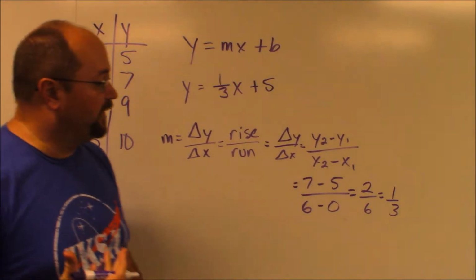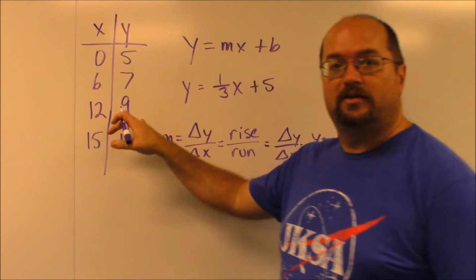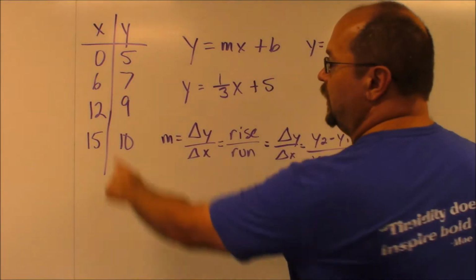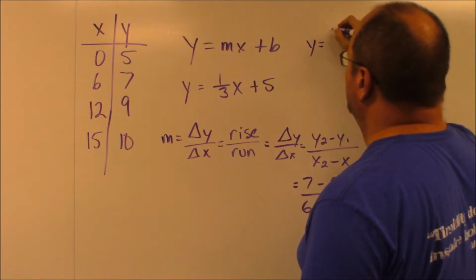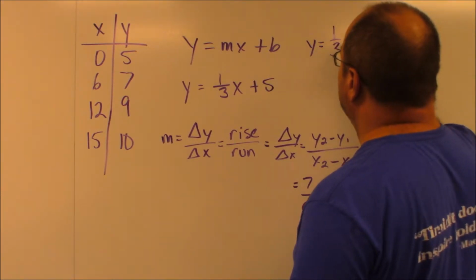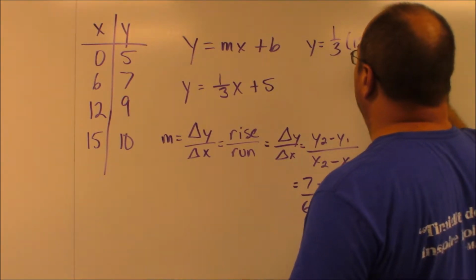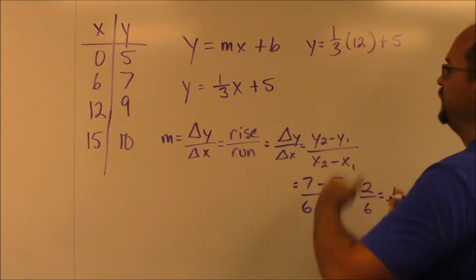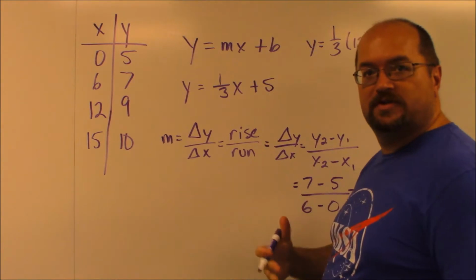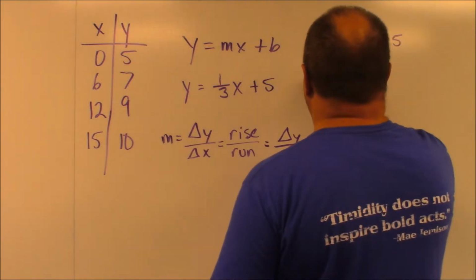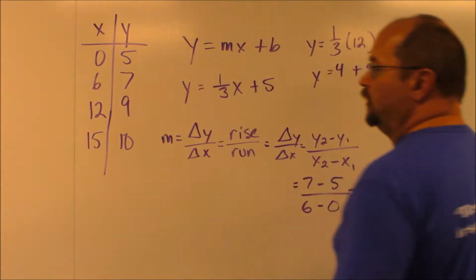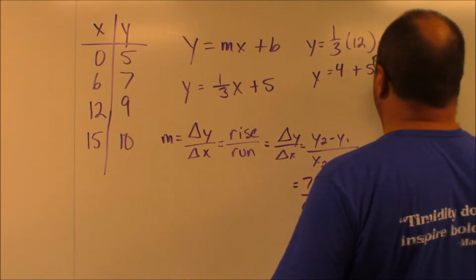Now let's verify that with our other values here. So if x is 12, 1/3 times 12 plus 5. So 1/3 times 12 would be 4, because we'd get 12 thirds and then simplified would be 4. So y equals 4 plus 5, which gives us 9.